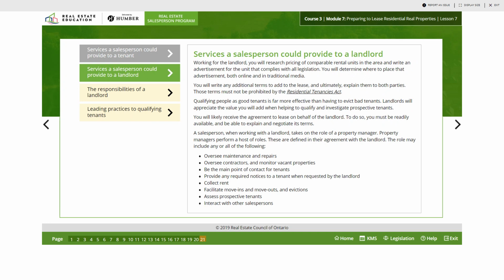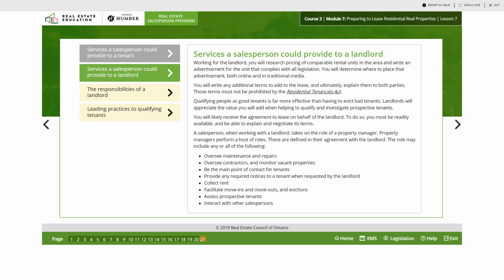Services a salesperson could provide to a landlord. Working for the landlord, you will research pricing of comparable rental units in the area and write an advertisement for the unit that complies with all legislation. You will determine where to place the advertisement, both online and in traditional media. You will write in any additional terms to add to the lease and explain them to the parties. The terms must not be prohibited by the Residential Tenancies Act.